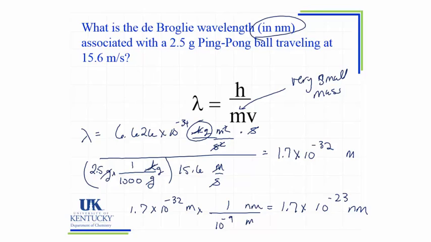So this is the end of learning objective 5. We see that electrons not only have the particle nature that we would expect, but also have a wave nature, and you can calculate the wavelength of any particle if you know the mass and the velocity.